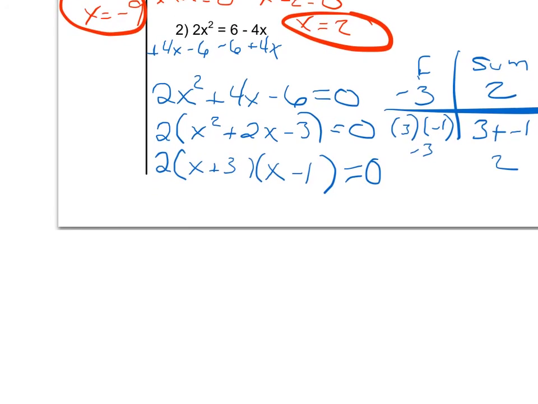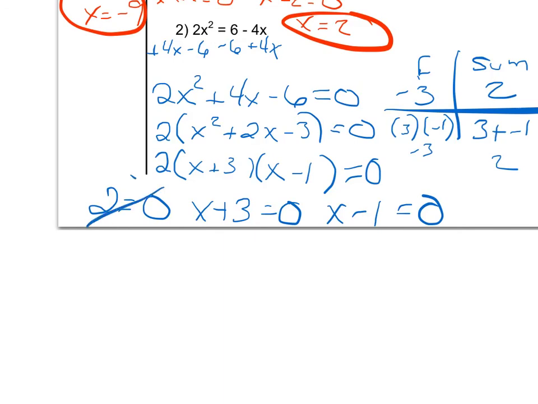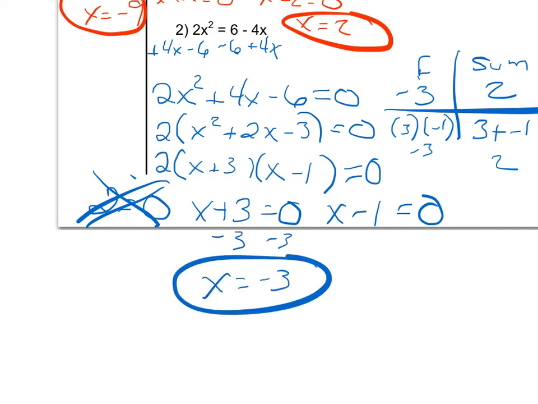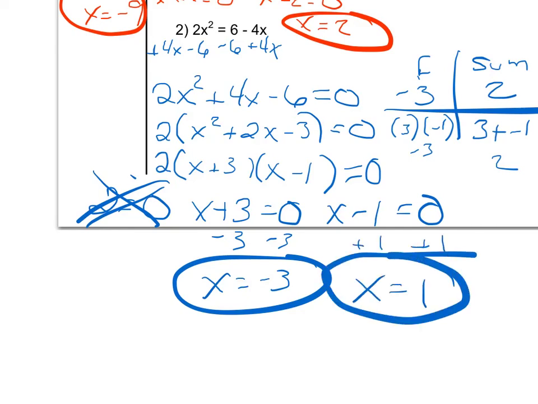From here I have 1, 2, 3 things that are multiplying together to be 0. So if I want, I can set each one equal to 0. Now, it's silly to say 2 equals 0. That's never going to happen. That's a false statement. I don't have to worry about solving that. However, this one, x plus 3 equals 0, I can subtract 3, giving me x equals negative 3 for one of my solutions, and I can add 1, giving me x equals 1 for my other solution.